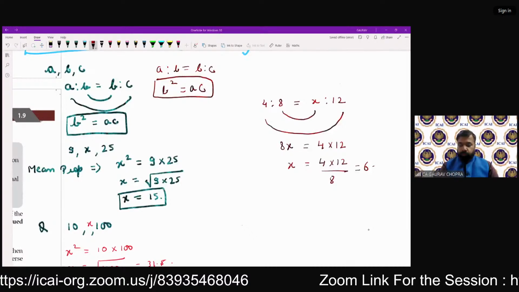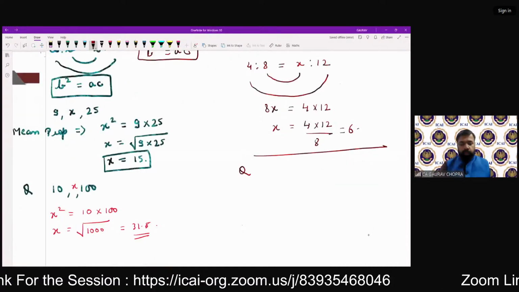A small question I give you. 10, x and 100, these 3 values are in proportion. Find out the value of x. These 3 values are in proportion, and you have to calculate the value of x.